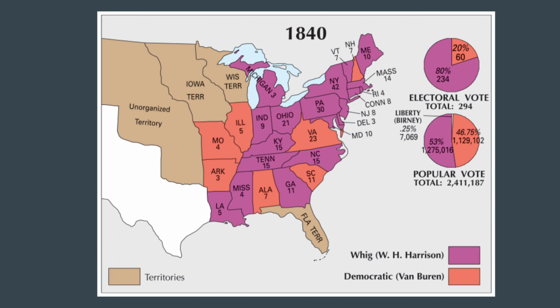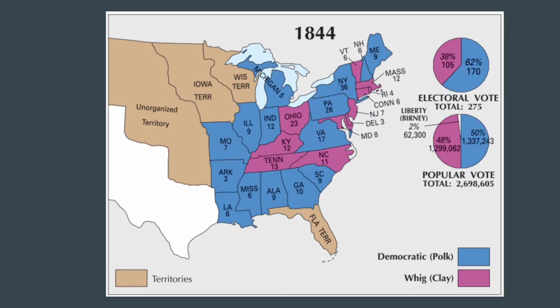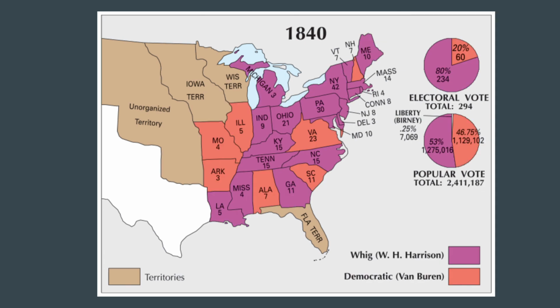Van Buren does not win a second term. That goes to William Henry Harrison, as you can see there. But do notice, look at this, look how scattered. There's no sectional divide at this point between Democrats and Whigs. It's really more, do you like the candidates? We're starting to get into more personality politics rather than positional.